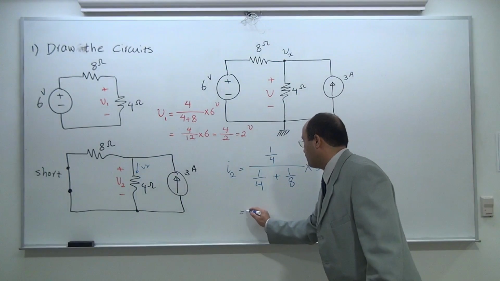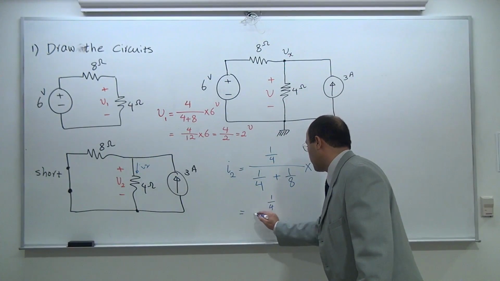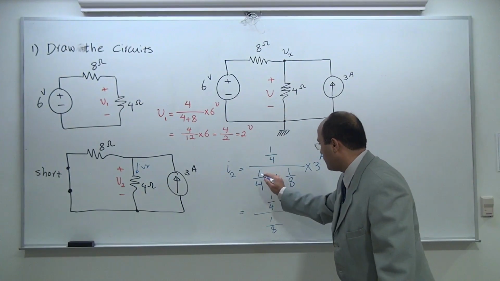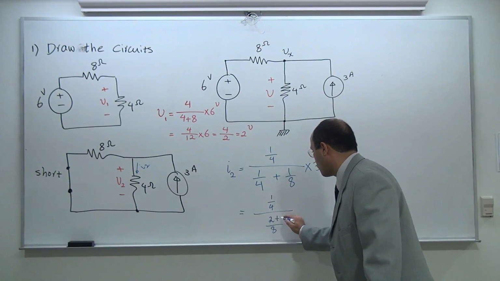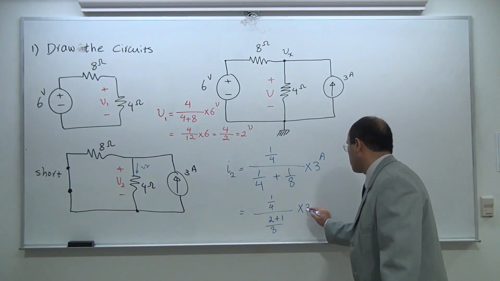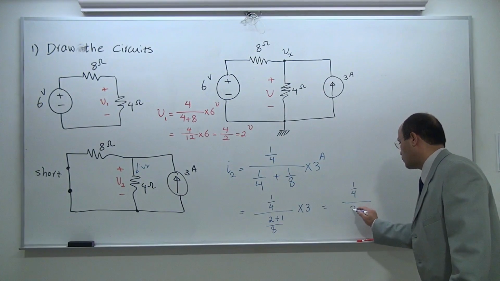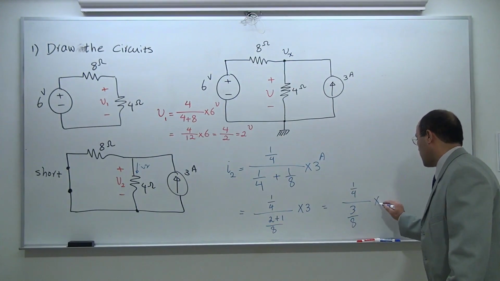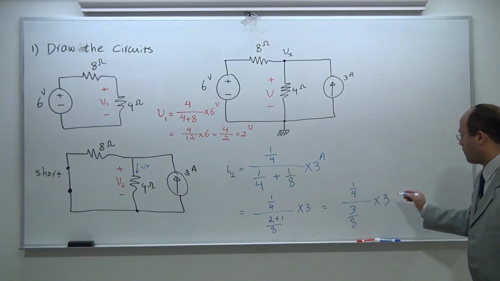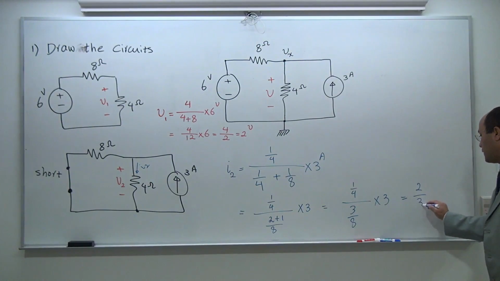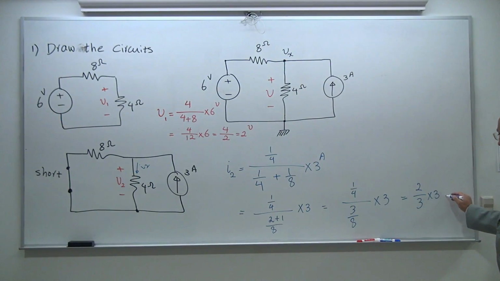So it's going to be 1 over 4 divided by, this one, I'm going to have 8 as my common denominator. That's going to be 2 plus 1 times 3. It's going to be 1 over 4, 8 times 3. 8 comes on top. It's going to be 2 divided by 3 times 3. And therefore, this is going to be 2 volts again.